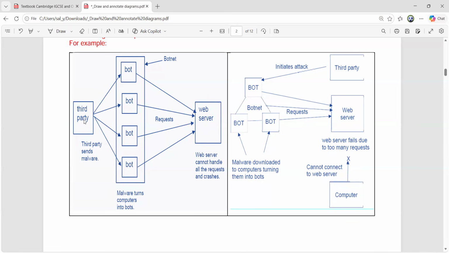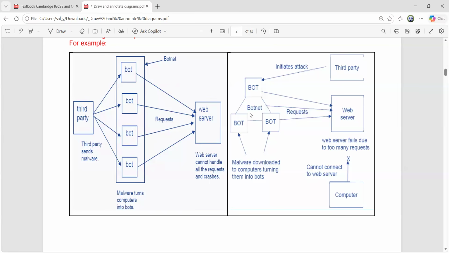First of all, you drew the diagram, then you wrote the words, and you are done with the work. Malware turns computers into bots, and then requests are sent to the web server. Again, arrows in direction. And then the web server cannot handle all the requests and crashes. This is a very simple diagram, and if you have drawn it neatly and accurately, then you will definitely be able to score 6 or 5, the marks that the paper is containing.